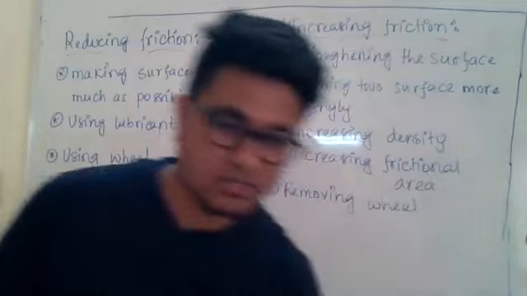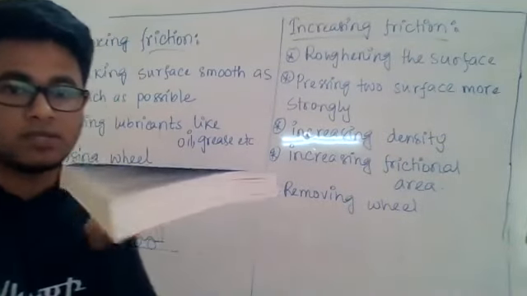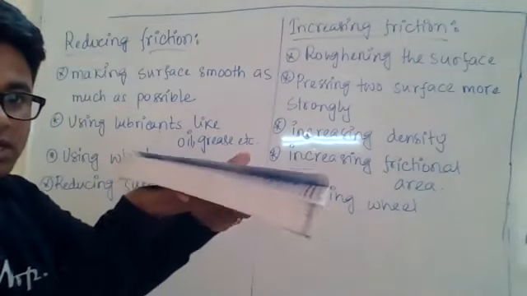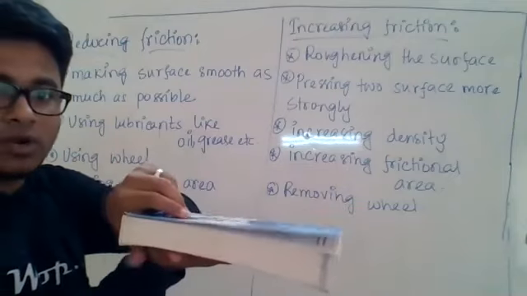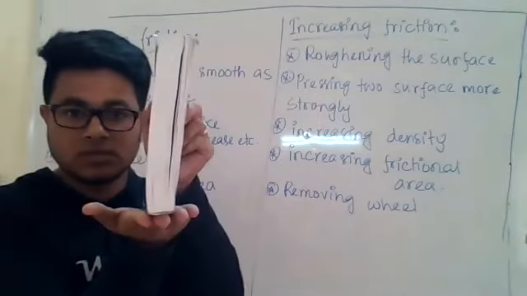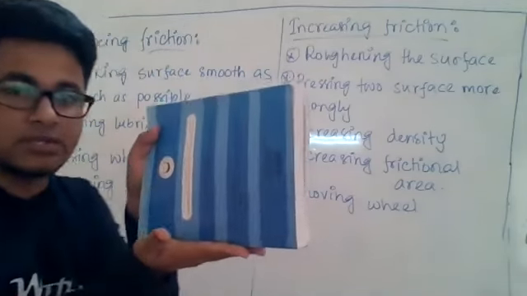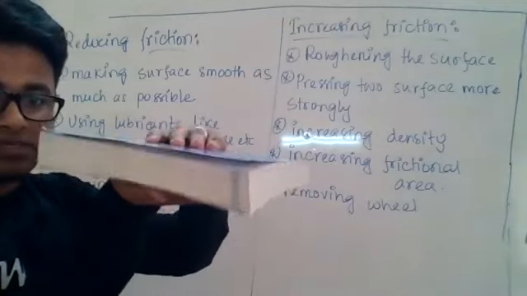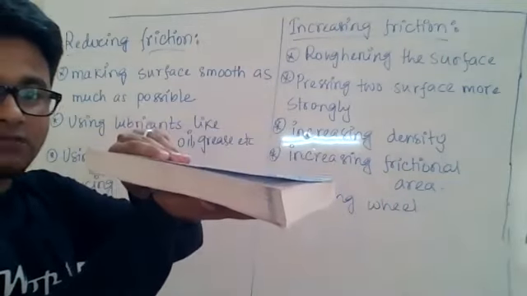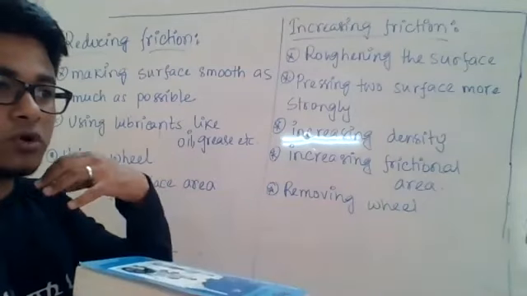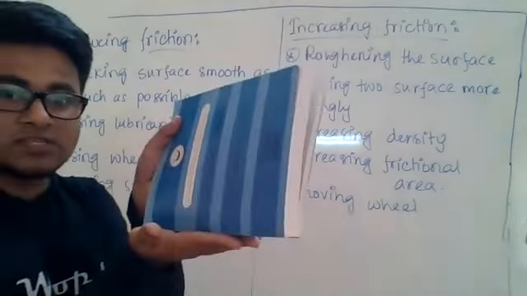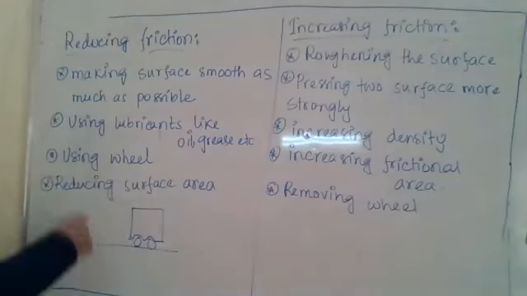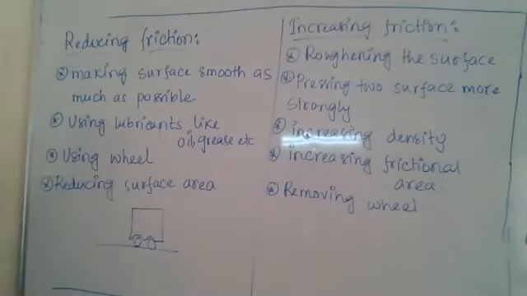And also reducing the surface area. Reducing the surface area means, let us say I have this book, right? If I keep this book like this and try to push it, much more friction will be produced. But what if I keep the book like this? You see, now I can move it much more easily, right? What is the difference between these two cases? Here the book has a greater surface area in contact with my hand, so it will cause more friction. But if I reduce the surface area that comes into contact with my hand, less friction will be caused. So this is how we can reduce friction by reducing the surface area.